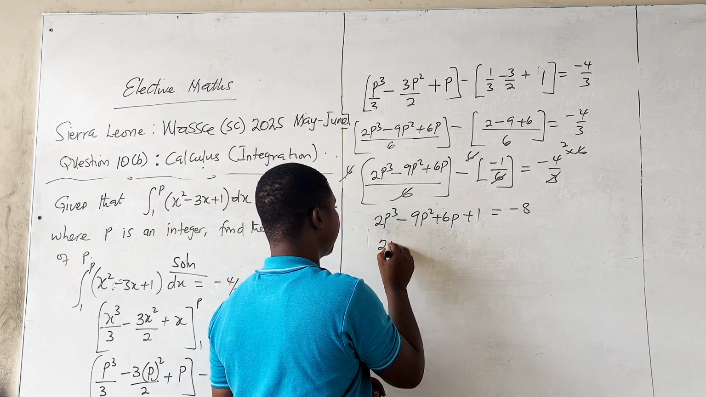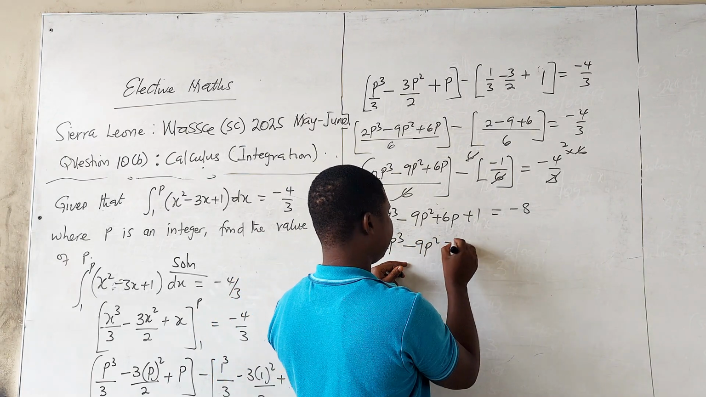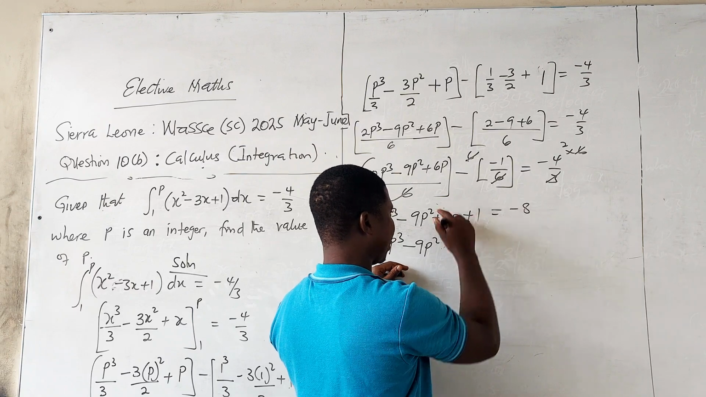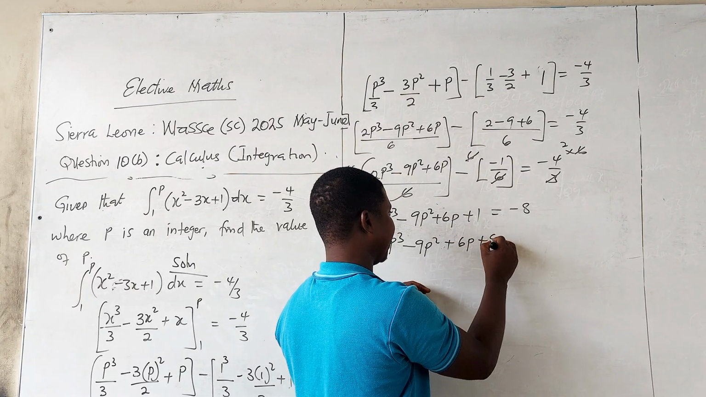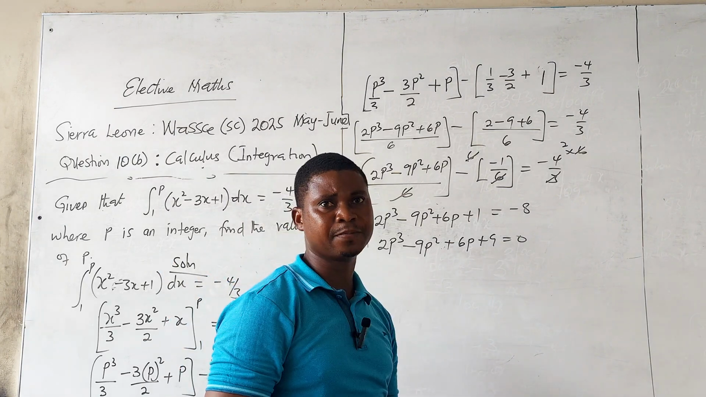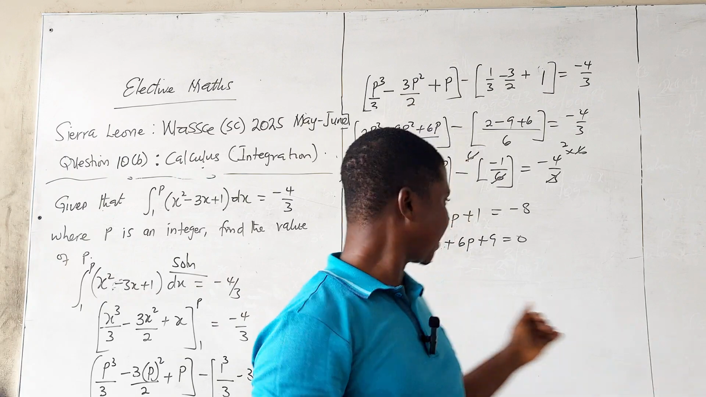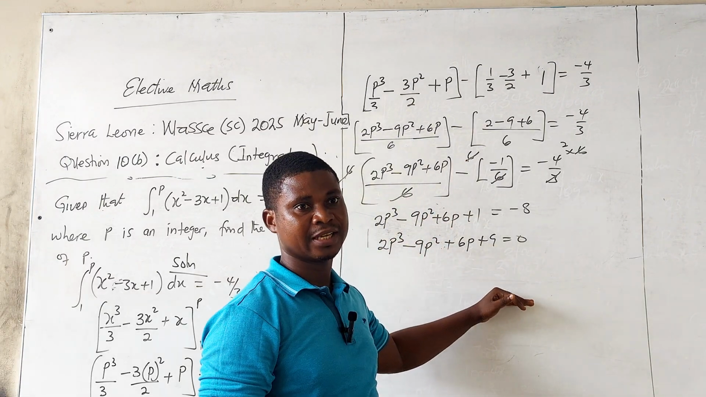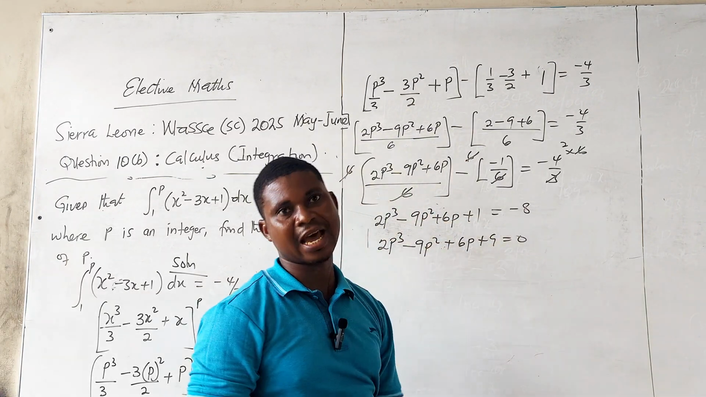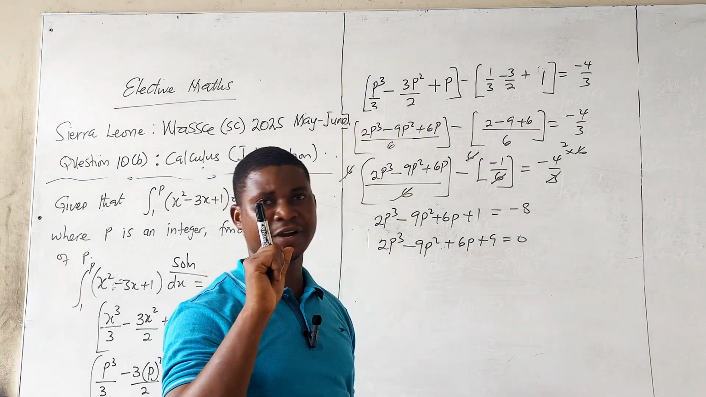Now next thing, you bring this one here. So you have 2p cubed minus 9p squared plus 6p, this one coming to add is plus 9, equal to 0. Now the question is asking us to find p. And this one is giving us a cubic function. So it means that we have to factorize this one to get our p. And to get p, it means we need one of them to be a factor.